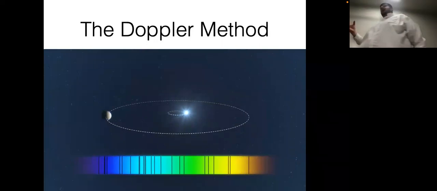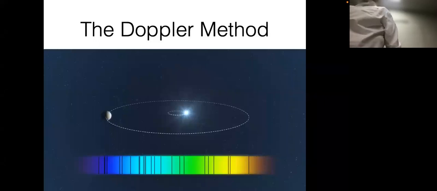Light from a star is compressed when that star is coming towards you. We call that blue shift. And light going away from you is stretched out. We call that red shift. So you might have heard the term red shift. Galaxies in our universe are red shifted because they're moving away from us.